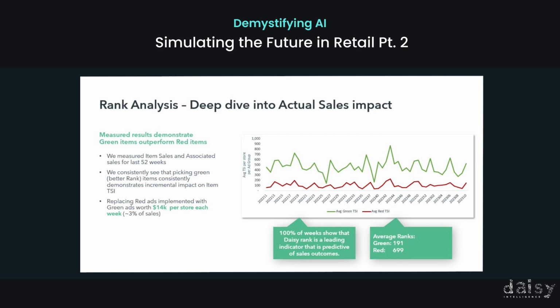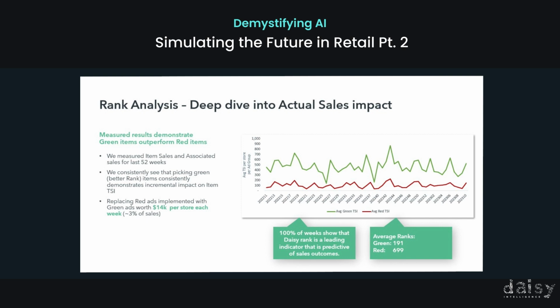So very strong correlations I've shown between the Daisy rank. Again, a very granular leading indicator right at the item level, the item price level, at that most micro level that you can make a decision at. Aggregating that metric shows a perfect leading indicator here with 100% of the time green being better than yellow and red.